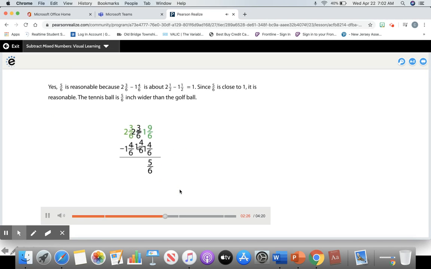Yes, 5/6 is reasonable because 2 3/6 minus 1 4/6 is about 2 1/2 minus 1 1/2, which equals 1. Since 5/6 is close to 1, it is reasonable. Okay. The tennis ball is 5/6 inch wider than the golf ball.